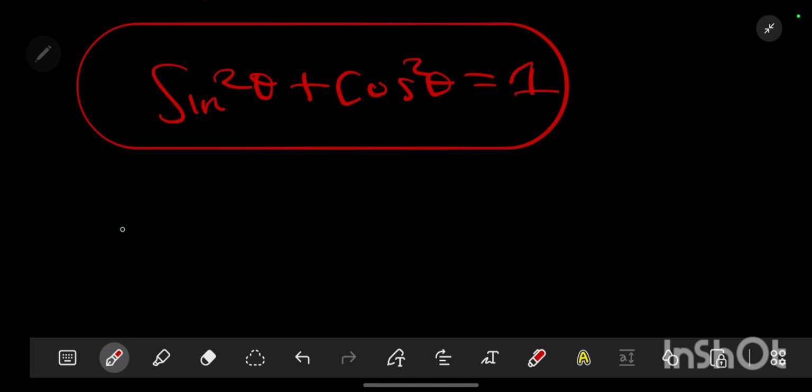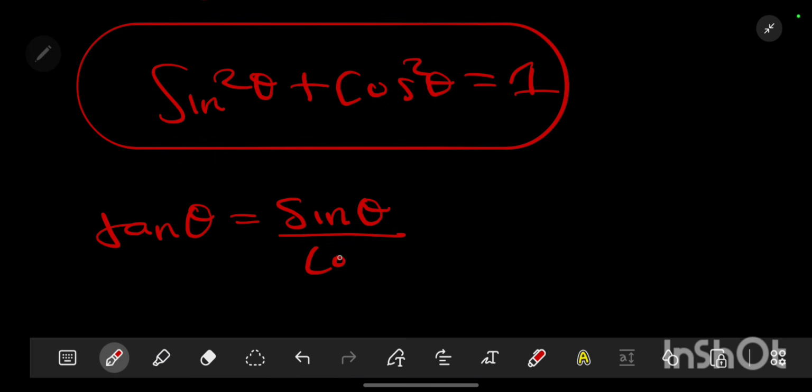One thing that you should know is the tan of theta. The tangent of theta is equal to sine of theta over cos of theta. Just know that tan is associated with sine, so put sine on top and cos at the bottom.